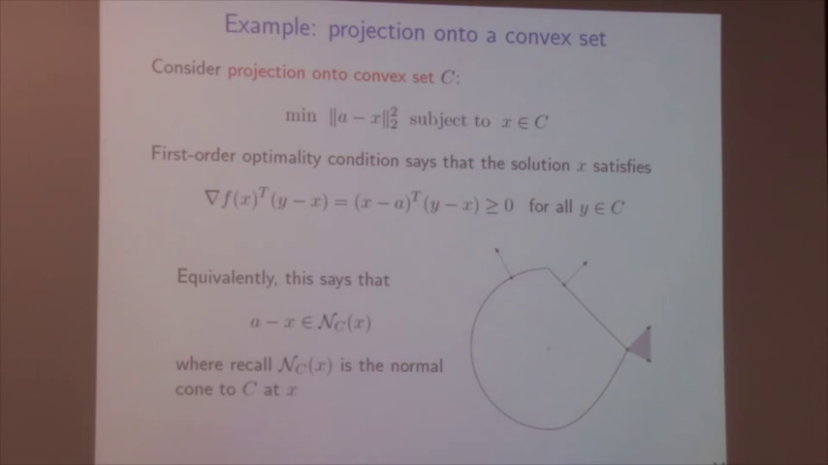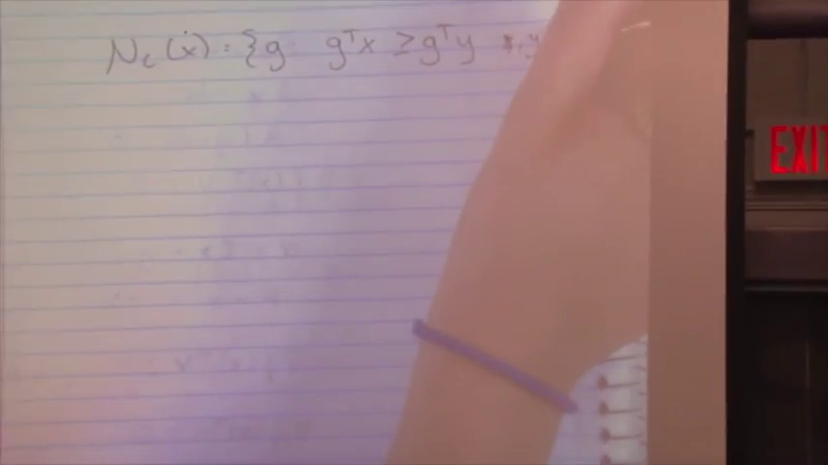I can use the same first-order optimality condition as we learned previously to get this relationship, which is that (X minus A) transpose (Y minus X) is greater than or equal to 0. So let's recall the definition of a normal cone here, and then we'll talk about the geometric interpretation of this result. Recall that the normal cone is going to be the set of all G such that G transpose X is greater than or equal to G transpose Y, for Y in the set.